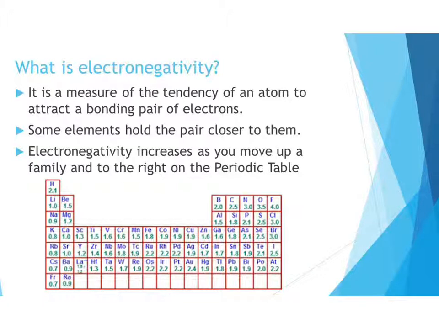Some elements hold that pair of electrons a little bit closer to them, and this results in that element having a slightly negative charge. The other element, by default, has a slightly positive charge. Electronegativity always increases as you move right across the periodic table and up a group. This results in fluorine being the most electronegative element. Francium is our least. You'll notice that the noble gases are not contained there. That is because they don't have electronegativity values, because they don't bond.